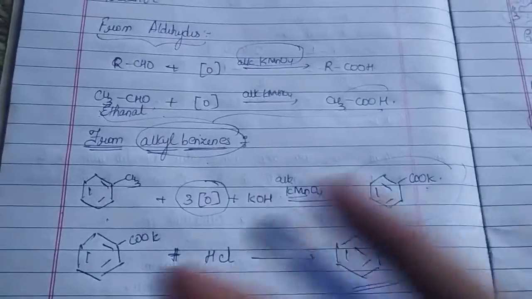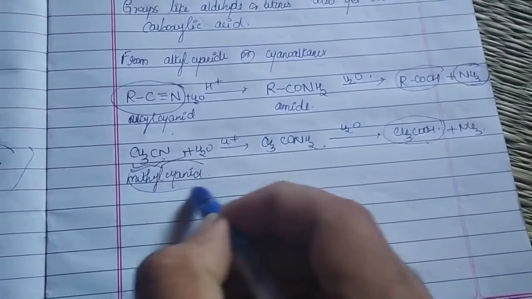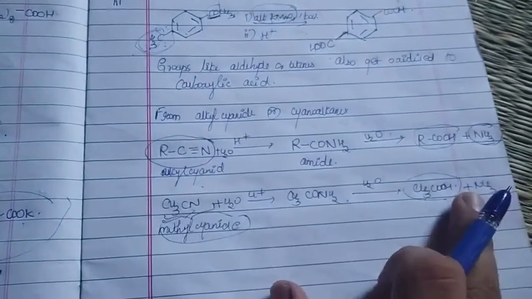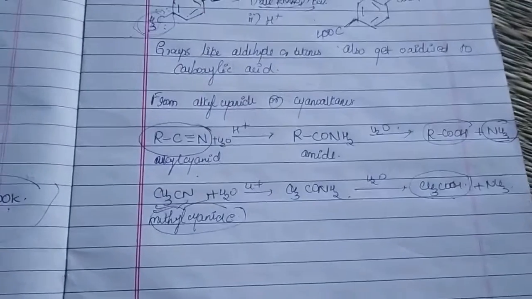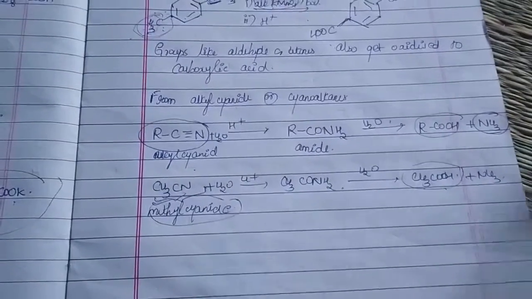How can you prepare benzoic acid? Okay, let it go with it. How can you prepare your acetic acid from methyl cyanide? Why I am saying this? In all the three cases, we can just notify that the products are same. Yes or no? The products are same, but the only thing is what? We are changing the reactant, and along with the reactant, we are changing certain reagents.